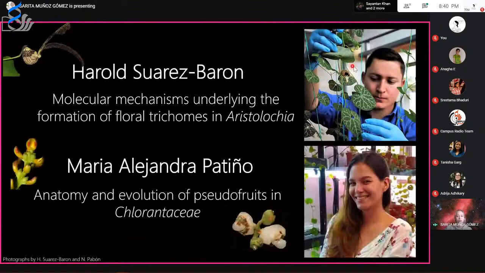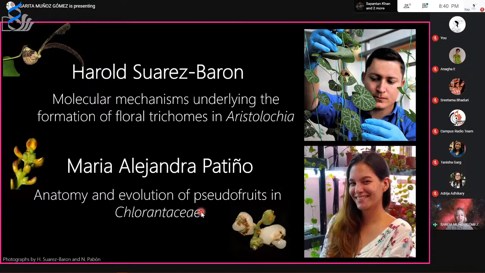Harold Suarez Barón was one of my mentors during my undergrad thesis, and he works trying to understand the molecular mechanisms that underlie the formation of floral trichomes in Aristolochia. Aristolochia is an early diverging family of angiosperms, and trichomes are these really cool hair-like structures that you can find in different parts of the plant. But he is studying the ones that are part of the flower of a few species of the Aristolochiaceae.